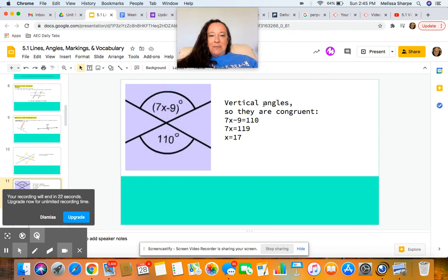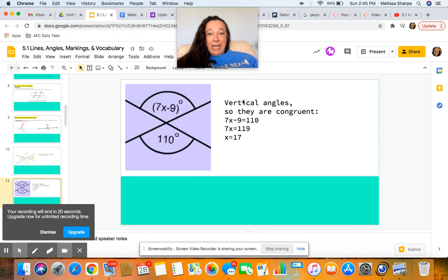All right, I had to go ahead and type this out because I'm about out of time with my time limit. But you'll see you set them equal to each other because they are congruent, and you solve, and you get that x is 17 degrees. You can check yourself by plugging 17 back in to see if it actually equals 110, and it does.